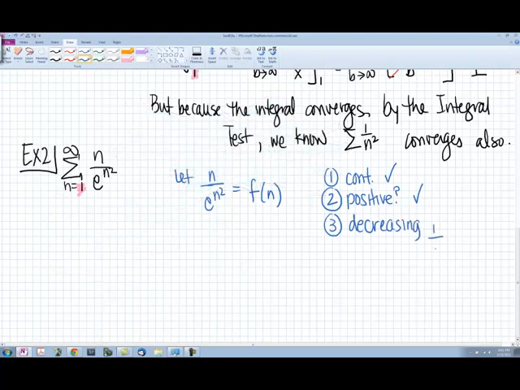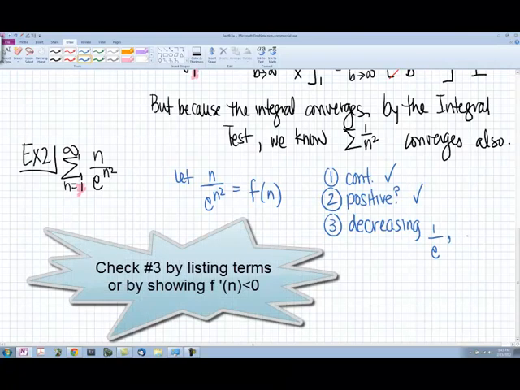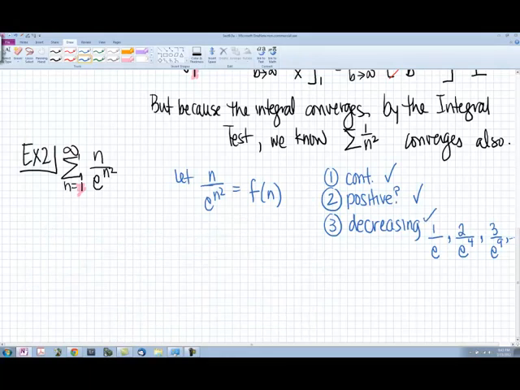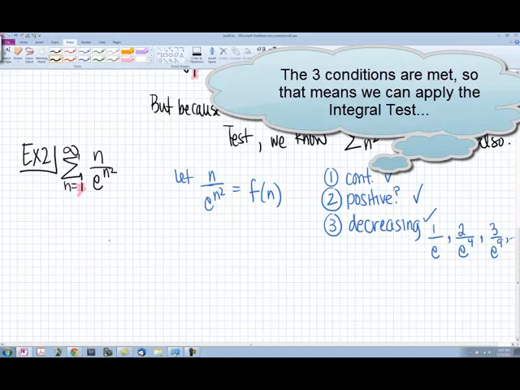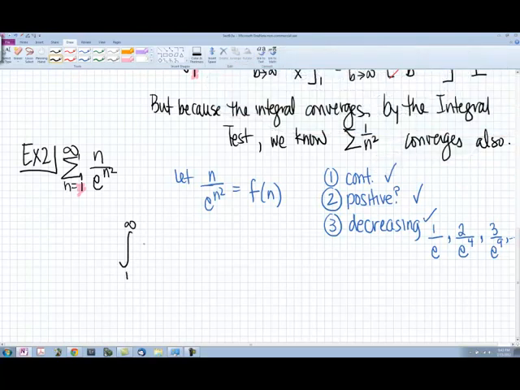So that would be like 1 over e to the 1, and then you would have 2 over e to the 4th, then we have 3 over e to the 9th, and so on. Yes, the denominator is getting bigger, so it is decreasing. So we're going to go ahead and use the integral test. That means we are going to calculate the integral from 1 to infinity of x over e to the x squared dx.